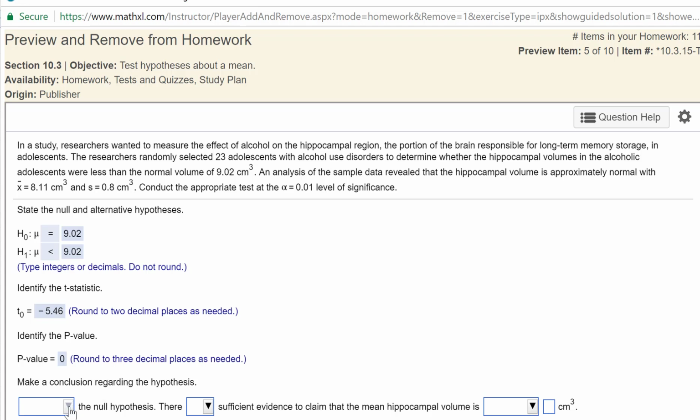Make a conclusion. So this is a pretty low p-value, right? Can't get lower than 0, although that is rounded. So we are going to reject H0. There is enough evidence to claim the mean hippocampal volume is less than whatever we said, 9.02.